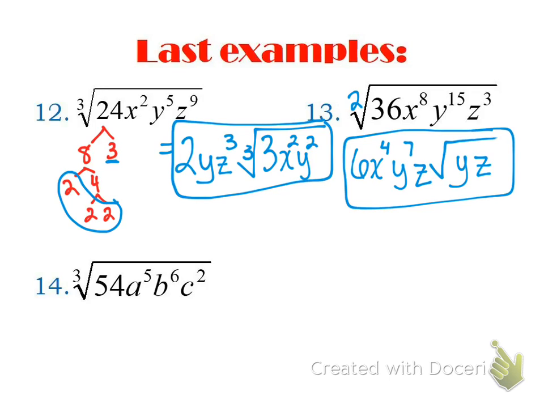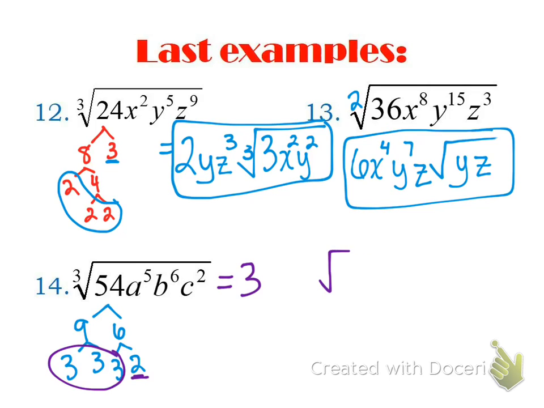All right, on number 14, last one. Let's break down 54. 9 and 6. 9 breaks into 3 and 3. 6 breaks into 3 and 2. We're looking for groups of 3 because we've got a cube root. What do we have a group of 3 of? 3's. And what's alone? 2. So when I start to build my answer, what number is outside the radical? 3. And what number is inside? 2.